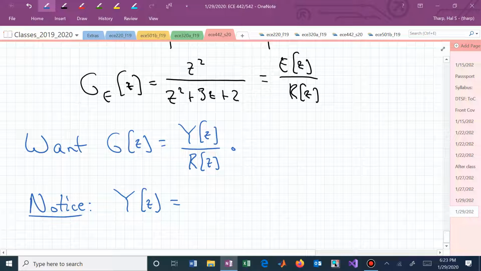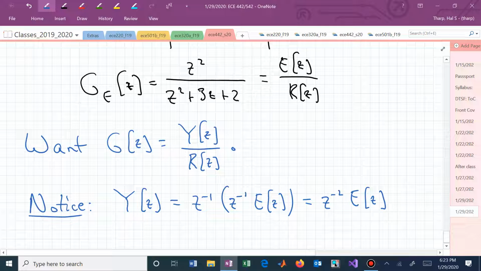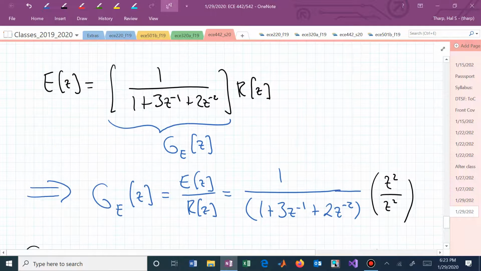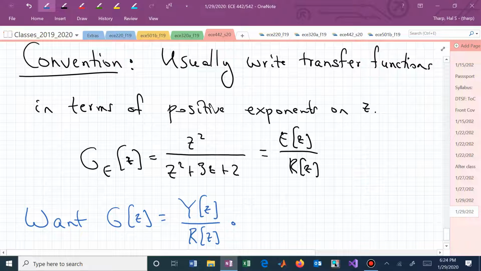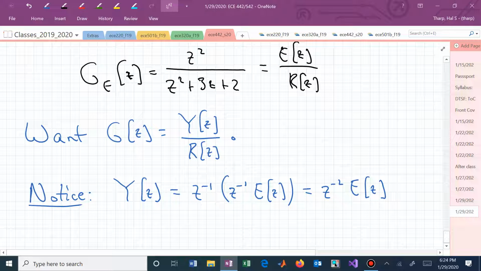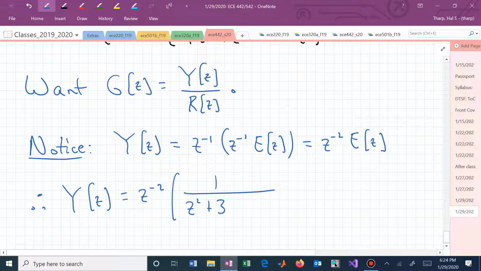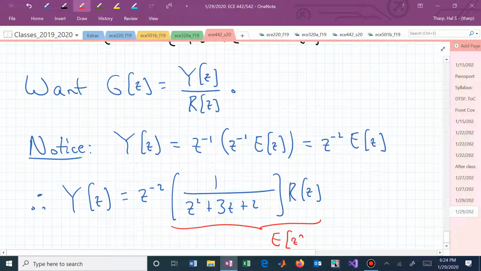We saw how to relate Y to E. Y was just Z to the minus 1 times Z to the minus 1 E of Z, or Y was now Z to the minus 2 E of Z. And now we can use this relationship, solved for E, to get rid of the E here and rewrite it in terms of R. Meaning, Y of Z is now Z to the minus 2 times 1 over Z squared plus 3Z plus 2 R of Z. This was E of Z.